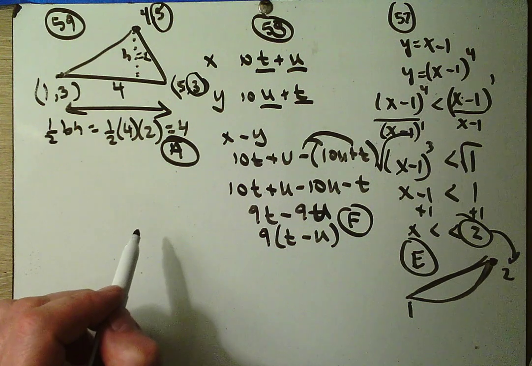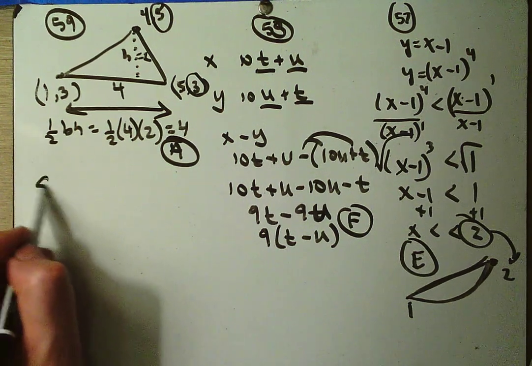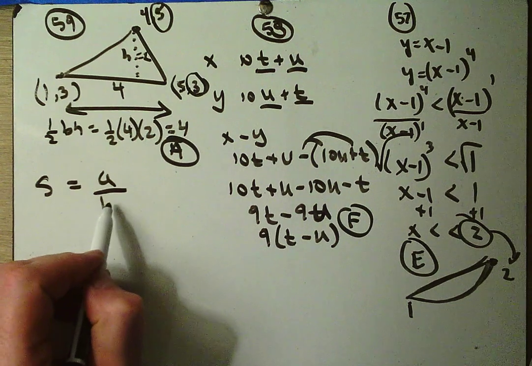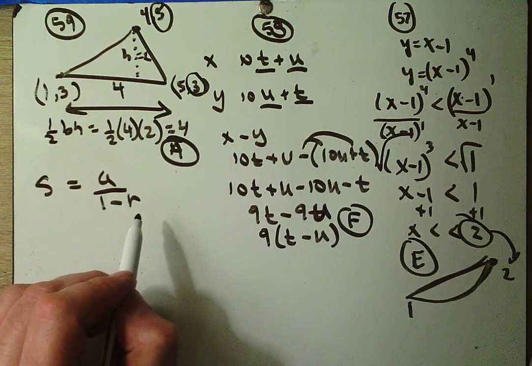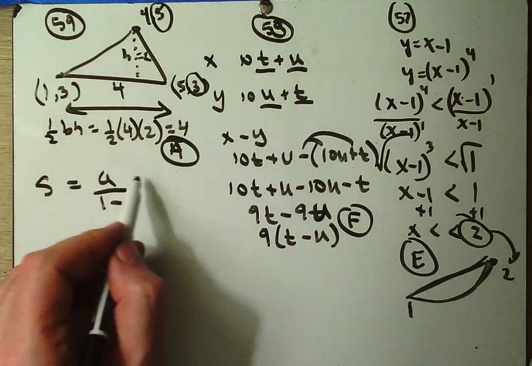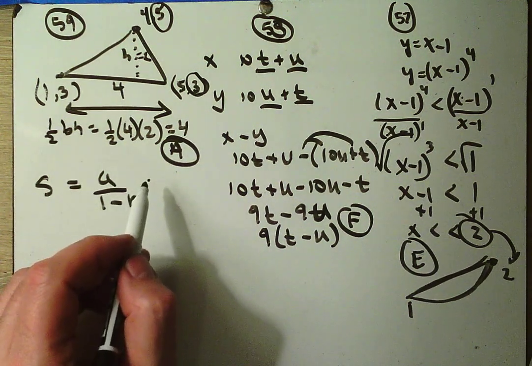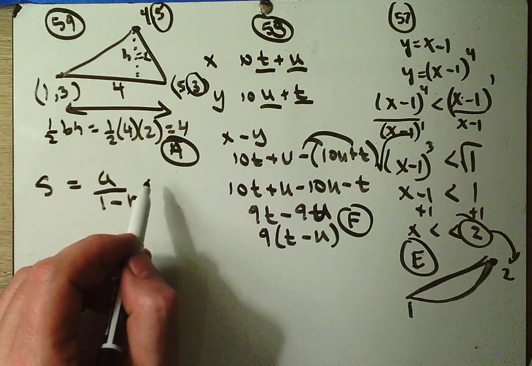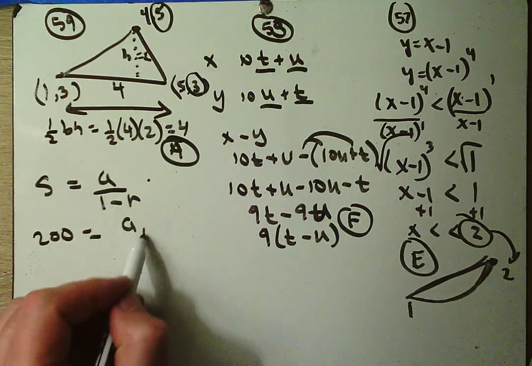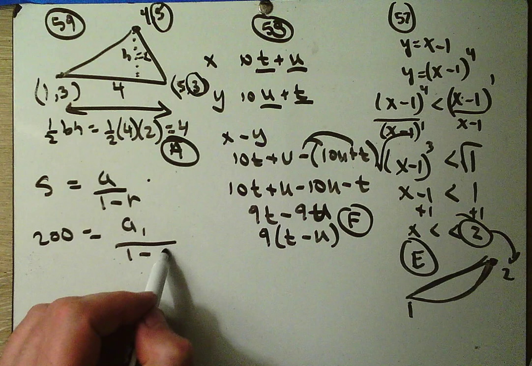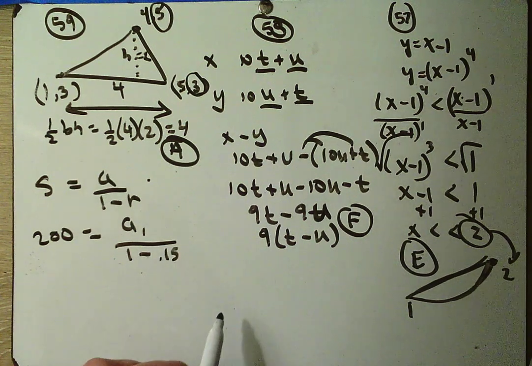60. The sum of an infinite geometric sequence is given by A over 1 minus R, where A is the common ratio. Oh no, R is the common ratio, and A is the value of the first term. It helps to read. The sum is 200. A I don't know. 1 minus 0.15 is how I start this problem.